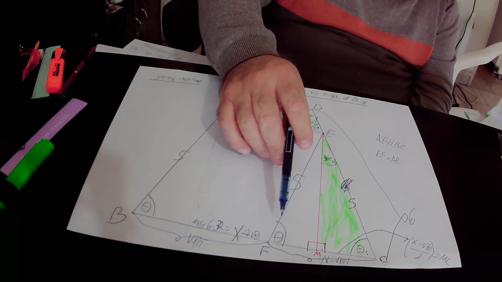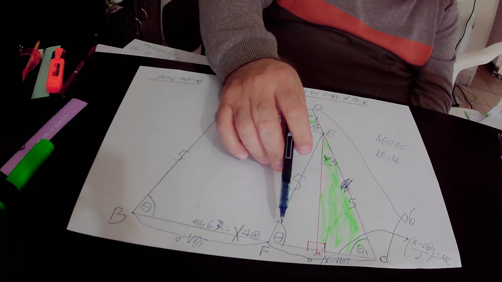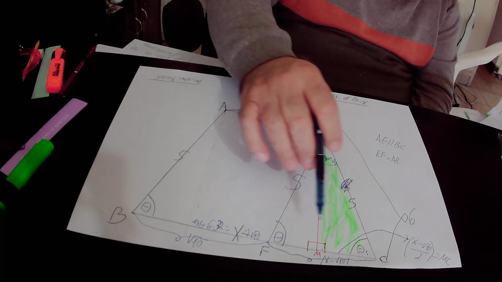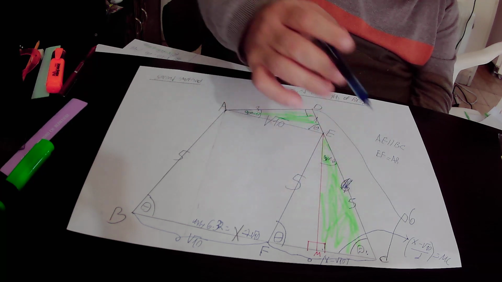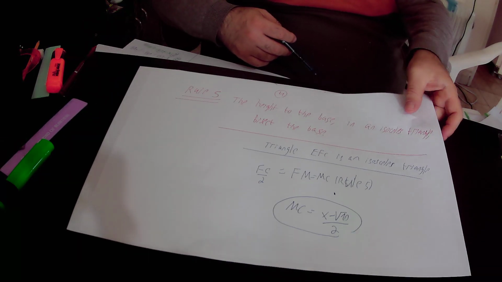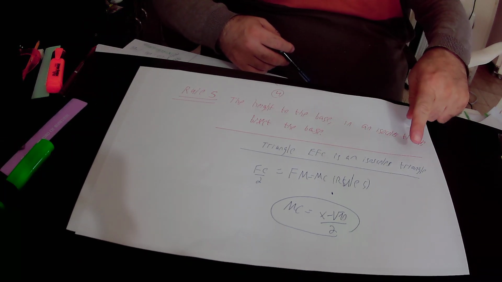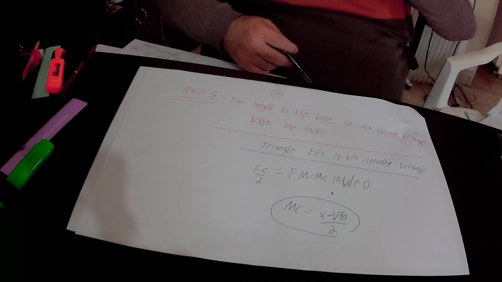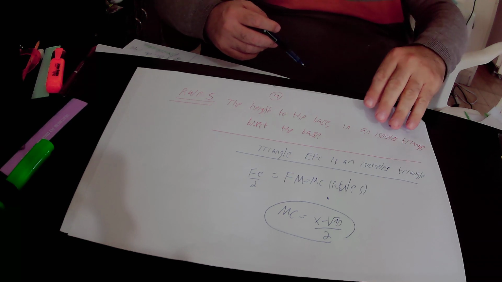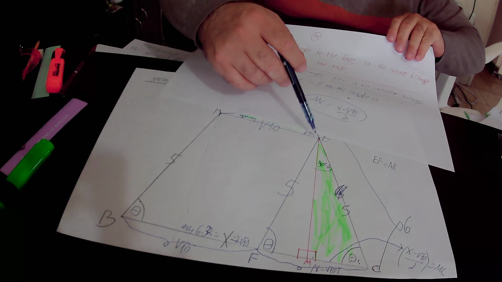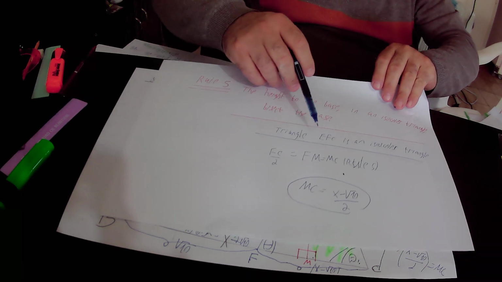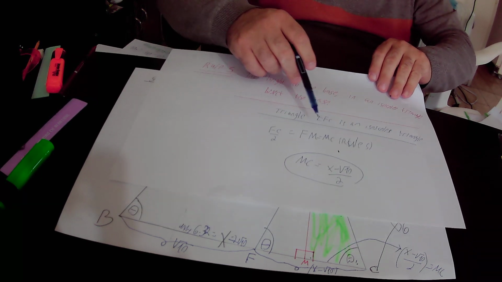That is to say, it divides the base FC into two equal parts. That is to say, FM equals MC, and also FC over 2 equals MC. According to rule number 5, we know that triangle EFC is an isosceles triangle, and the height to the base, that is EM, bisects the base. That is to say, FM equals MC, according to rule number 5.